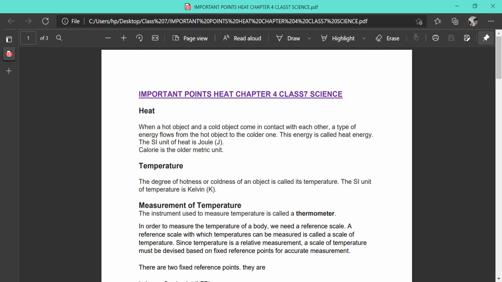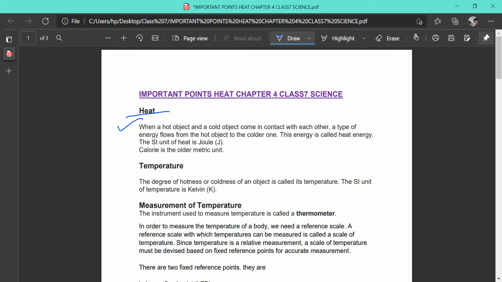For starting that chapter we should know a few key terms that are very important. First of all, what actually is heat? Heat is generally a form of energy. When a hot object and a cold object come in contact with each other, what happens? A type of energy flows from the hot object to the colder one, and this energy is known as heat energy.